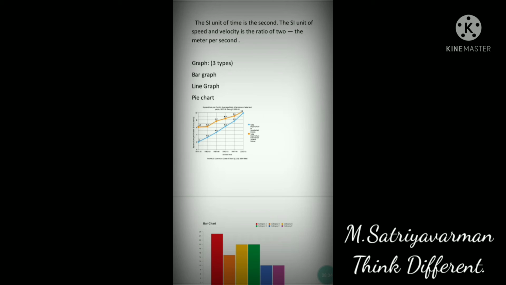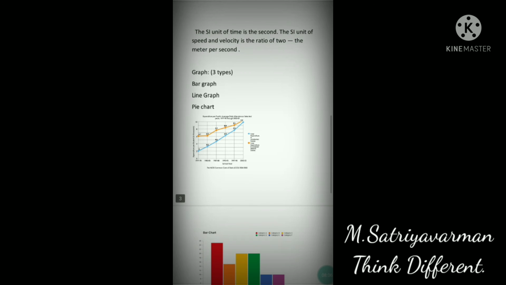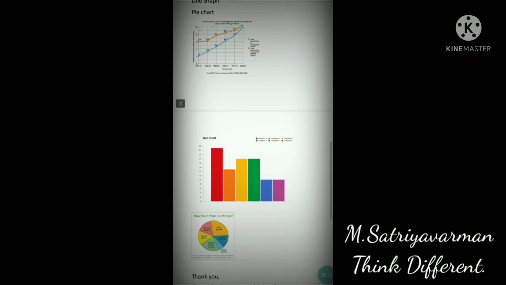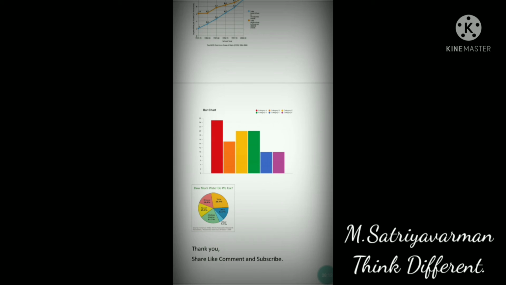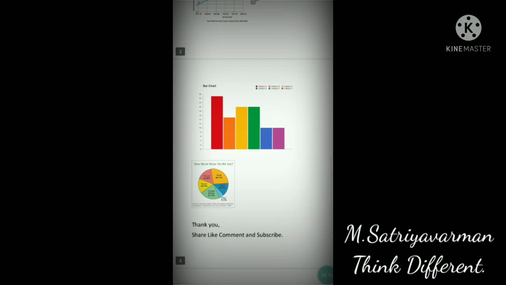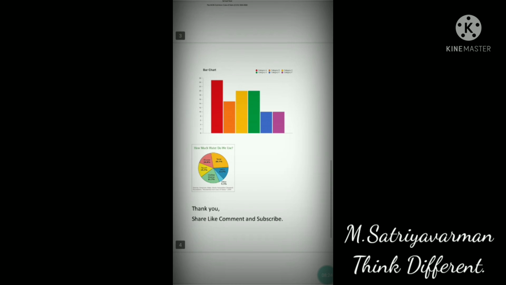Third one, pie chart. A pie chart is used if, for example, the air percentage is given: nitrogen 78%, oxygen 21%, then carbon dioxide 1%. For dividing this we use a pie chart. I have given an example, such as how much water we use. These are three types of graph.